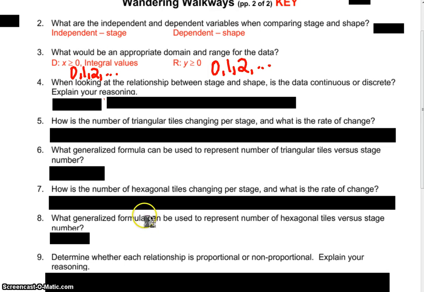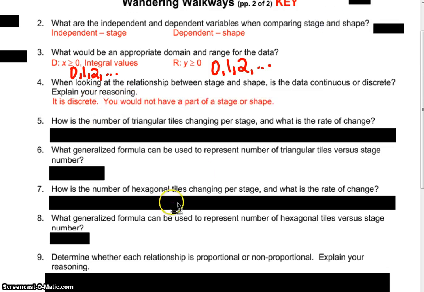Number 4, when looking at the relationship between stage and shape, is the data continuous or discrete? We haven't talked about that in a while. Discrete data is when you cannot have part of it. It's like people. You either have someone here or you don't. Continuous is something that you can measure and you measure part of, like miles. Distance is usually going to be continuous. This is discrete data because you're not going to have part of your stage or part of your shape.